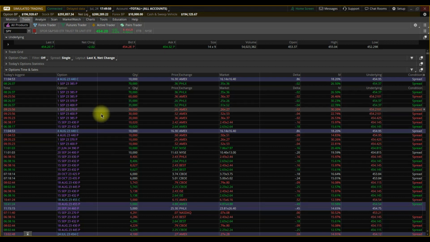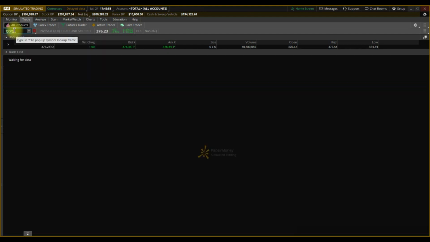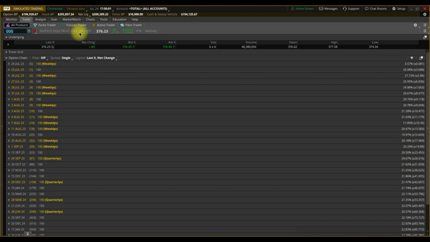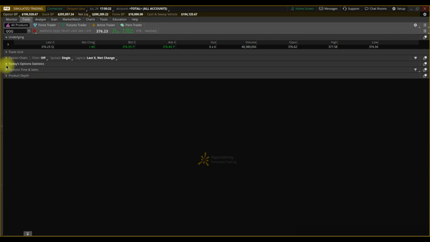So it's an interesting way to see the activity. Okay, let's go check out another one. Let's go to QQQ. That's the Invesco Trust, which mirrors the NASDAQ. Get rid of the chain, drop down to the stats: 2.5 million calls, almost 3.4 million puts, 1.32 puts to calls. Puts are ahead.